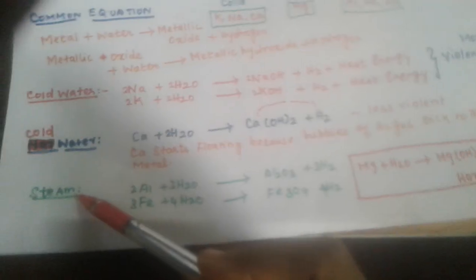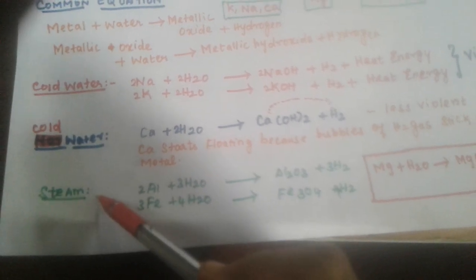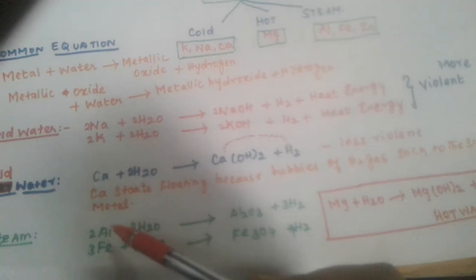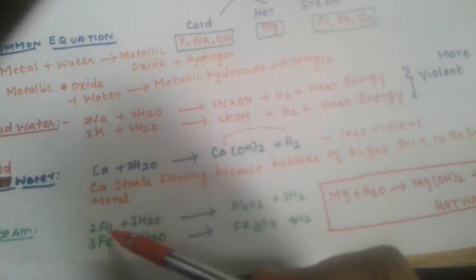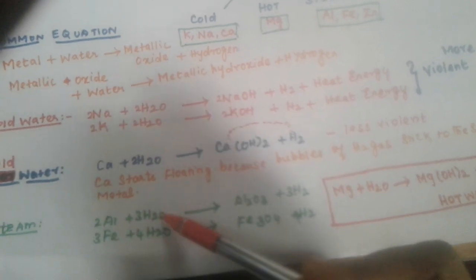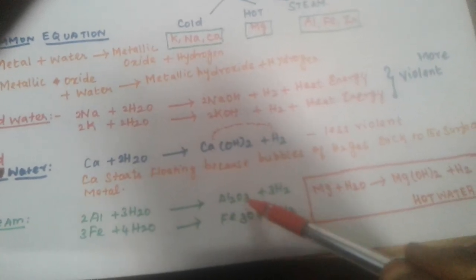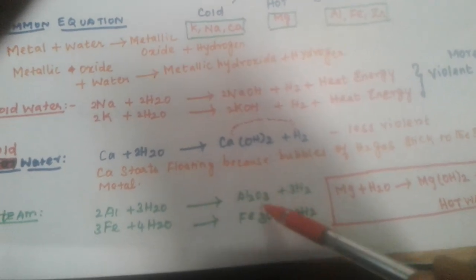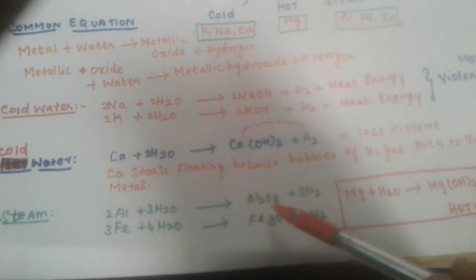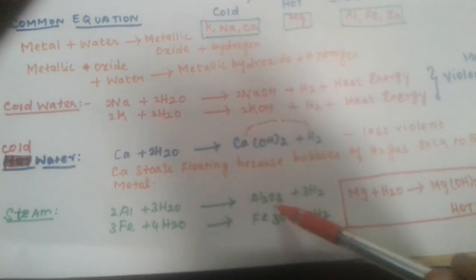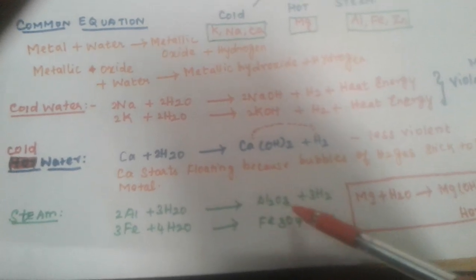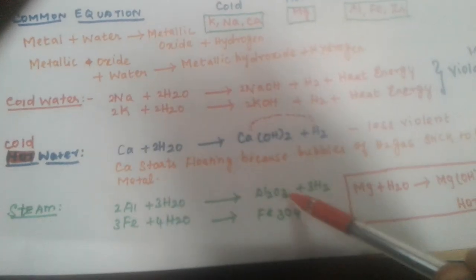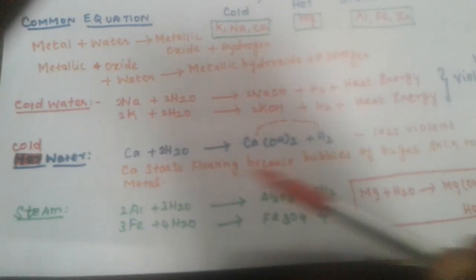Next, steam. Steam means vapors. The vapors we just have to pass over the metals aluminium and Fe. Aluminium reacts with steam. It forms aluminium oxide. It does not form aluminium hydroxide, because once the aluminium oxide is formed, it cannot react further with water. So it stops at aluminium trioxide or aluminium oxide. Aluminium reacts with water to form aluminium oxide and hydrogen gas.